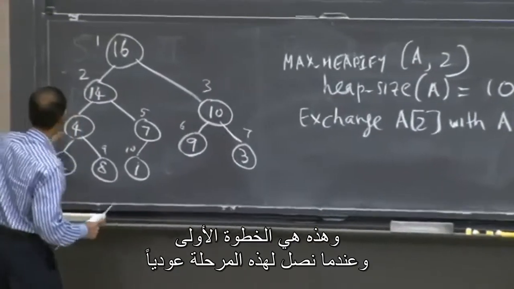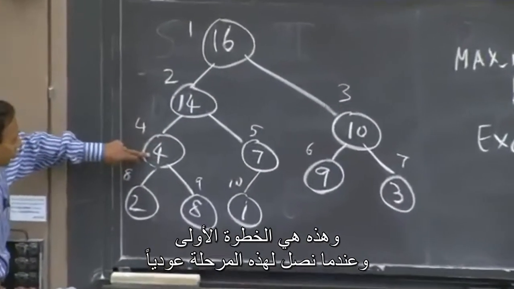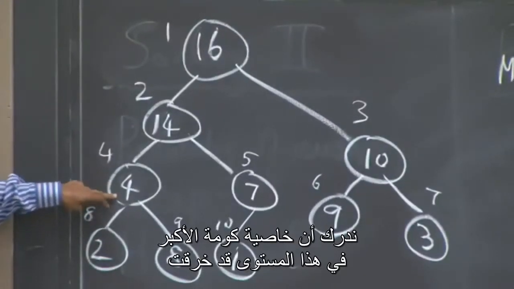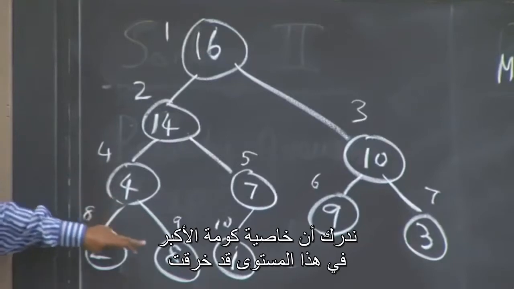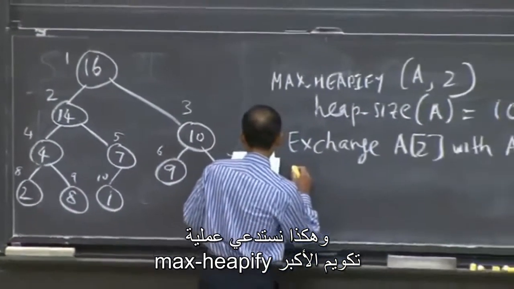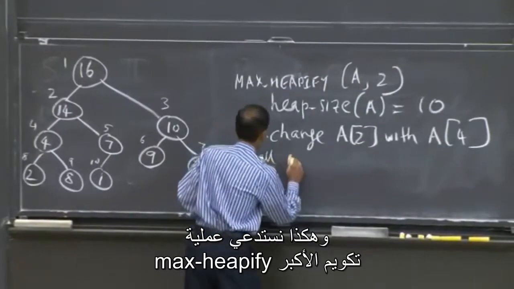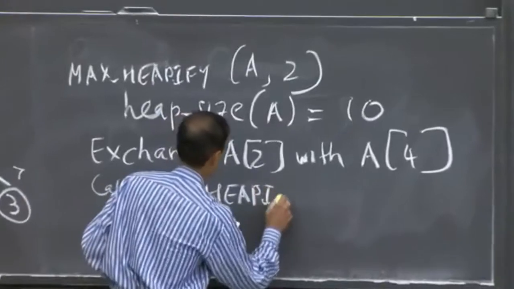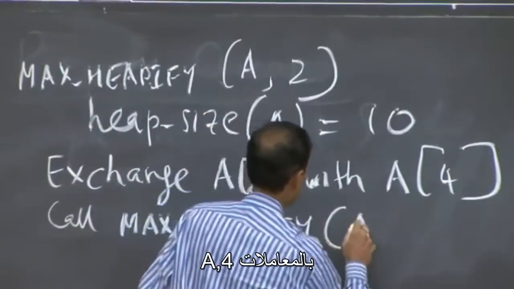And then when you get to this point recursively, you'd realize that the max heap property at this level is violated. And so you would go ahead and call max heapify A comma 4.